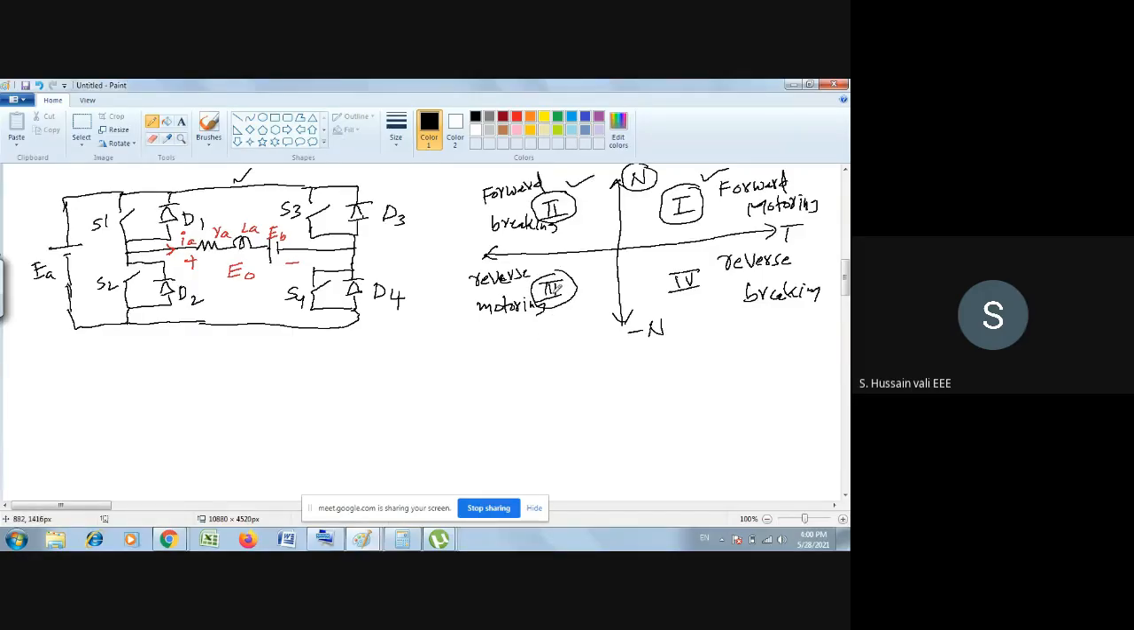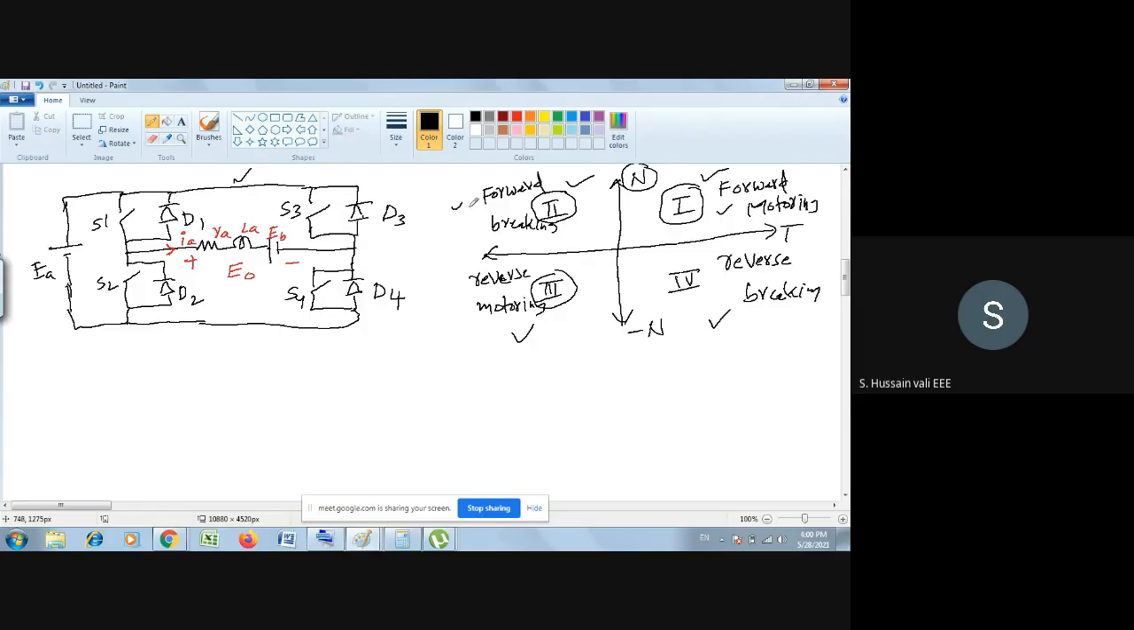You want to drive the vehicle in the reverse direction. When you drive the vehicle in the reverse direction as a motor, it takes power, but it travels in the opposite direction. Now what is reverse braking? You are moving in the reverse direction, but you are slowing down. Here in the reverse direction you are accelerating. Here in the reverse direction you are decelerating. Here in the forward direction you are accelerating. Here in the forward direction you are decelerating.